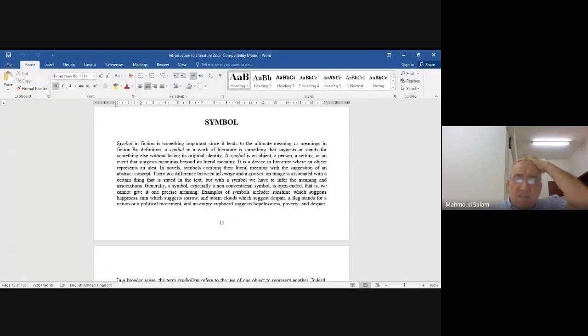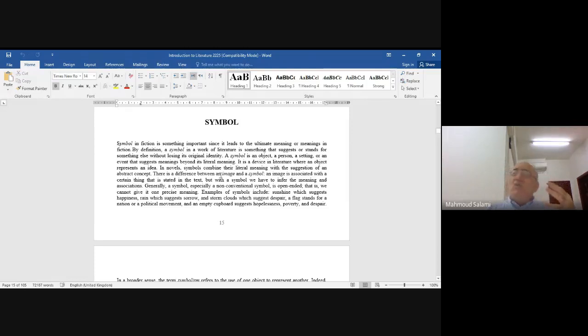So again, I could say it is a device in literature where an object represents an idea. In novels, symbols combine their literal meaning with the suggestion of an abstract concept. There is a difference between an image and a symbol, but I don't want you to worry about these differences here. Just worry about what we mean by symbolism or symbols.